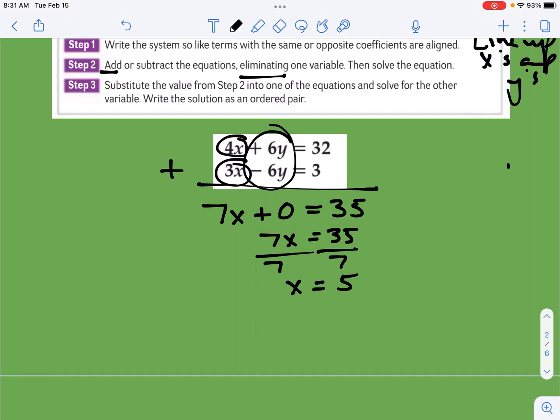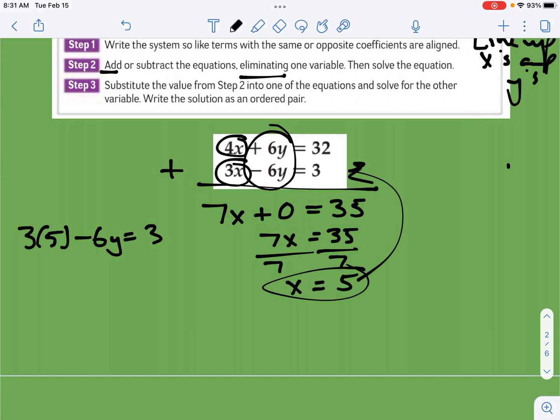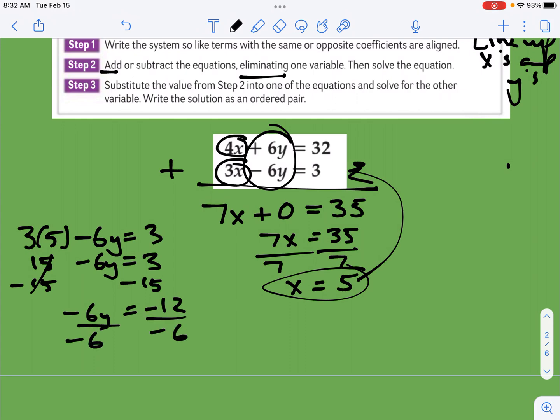So I get x equals 5, and I'm going to put it back into one of the equations. Let's put it in this bottom one. So 3 times 5 minus 6y equals 3. We get 15 minus 6y equals 3. We're going to move our 15, so you get negative 12 over here and negative 6y. Divide both sides by negative 6, and you should get y equals 2. So you should get the point (5, 2) for this.